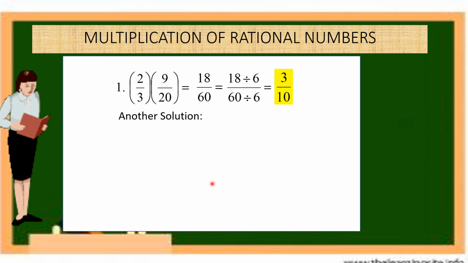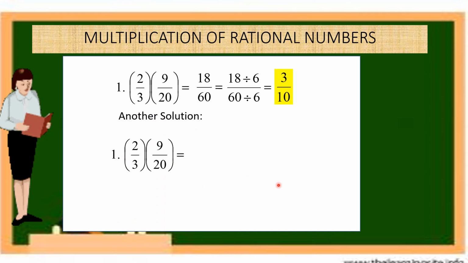We have another solution. We have 2 over 3 times 9 over 20. First, we can divide 9 divided by 3. 9 divided by 3 is 3. Then we can also divide 20 divided by 2. 20 divided by 2 is 10. Then, we have the remaining result. The remaining result will be equal to 3 over 10.